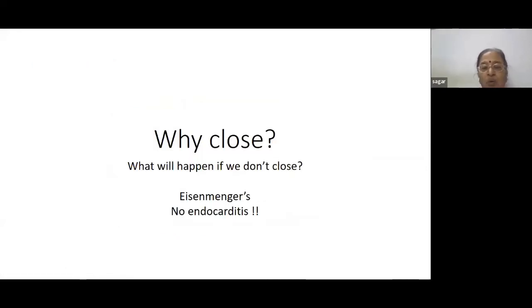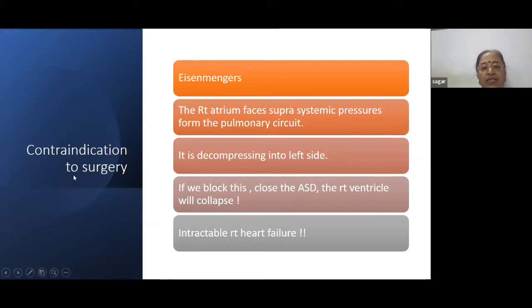Okay, whenever. Why close? What will happen if you don't close? If you don't close, we'll get an Eisenmenger's. Of course, you won't get an endocarditis. That's not a problem. But Eisenmenger's will happen. So all ASDs which are symptomatic, which deserve closure, should close. Now, the contraindication to surgery is an Eisenmenger's. You cannot close once they become Eisenmenger's.